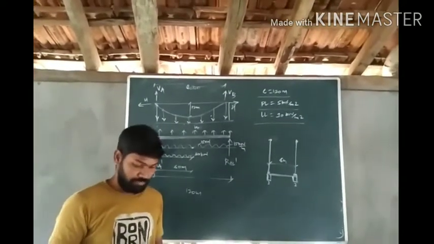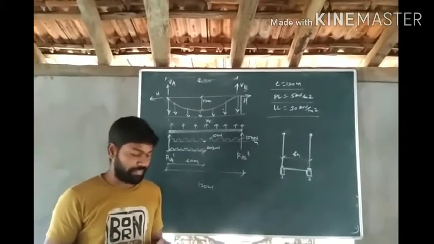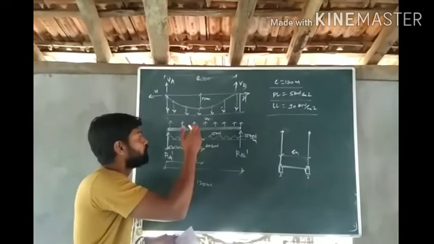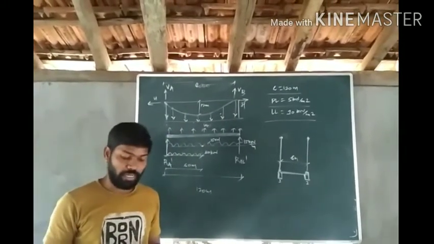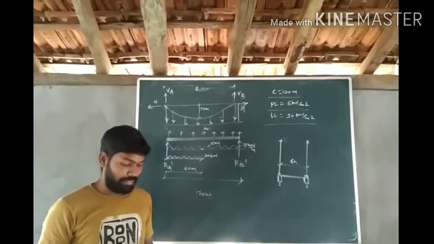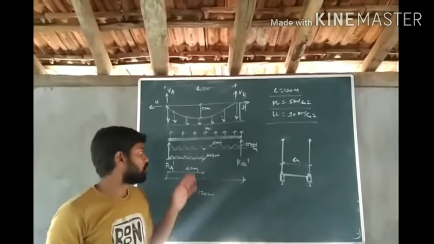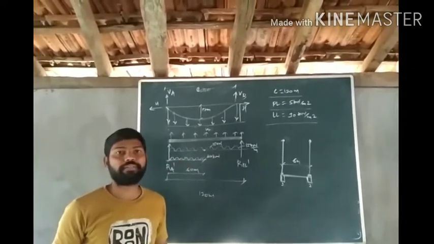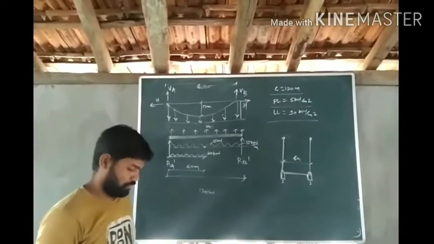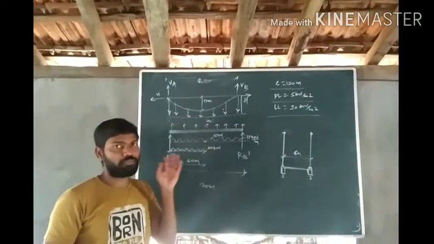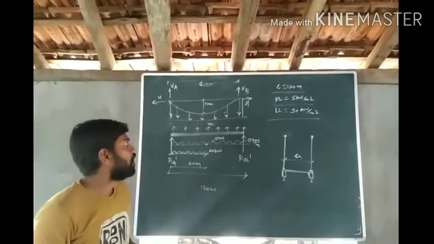Now determine the shear force and bending moment in the girder. We have to calculate the shear force and bending moment in the girder at 30 meters from the left end. Find also the maximum tension in the cable for this position of live load. We have briefed about this type of numericals in the starting of the lecture.